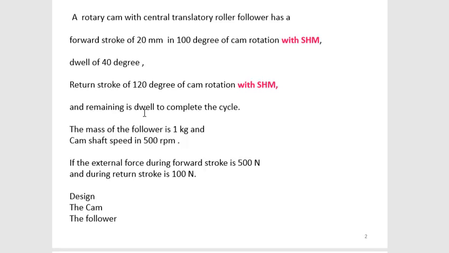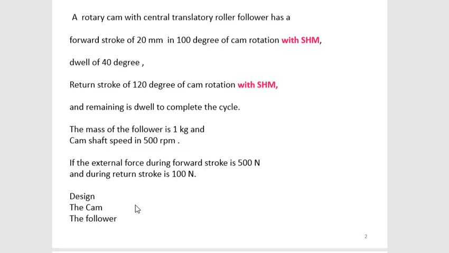and remaining is dwell to complete the cycle. The mass of the follower is 1 kg and the camshaft speed is 500 rpm. If the external force during the forward stroke is 500 newton and during the return stroke is 100 newton, design the cam and the follower. So, in this particular topic, we need to design the cam and the follower.